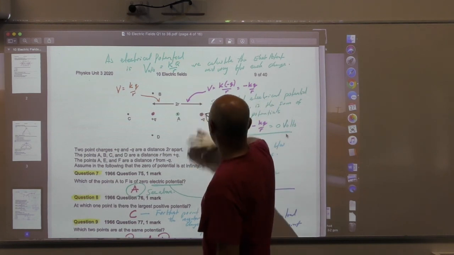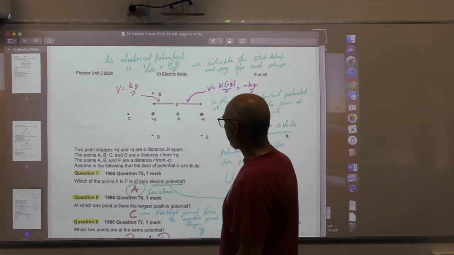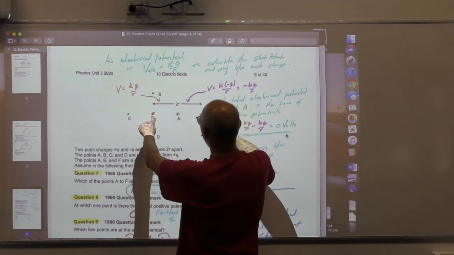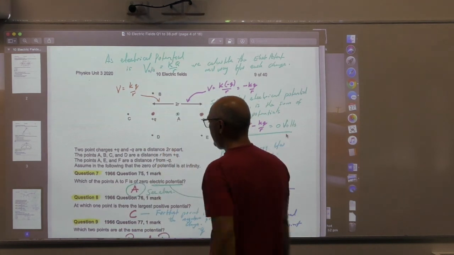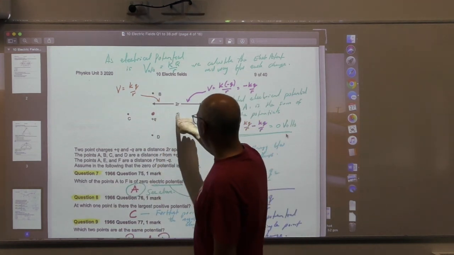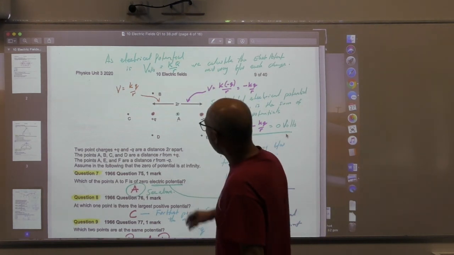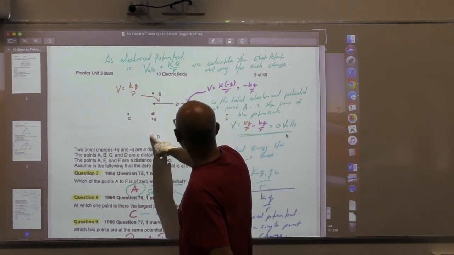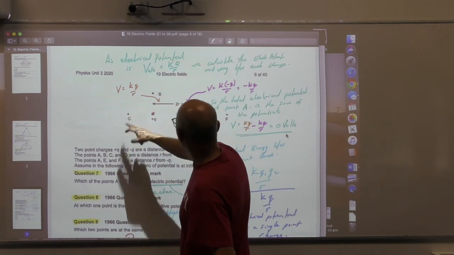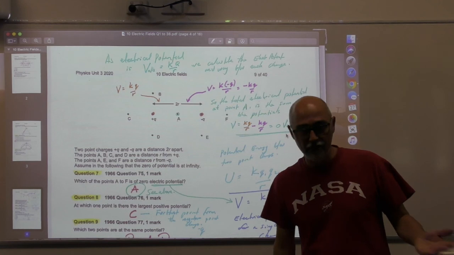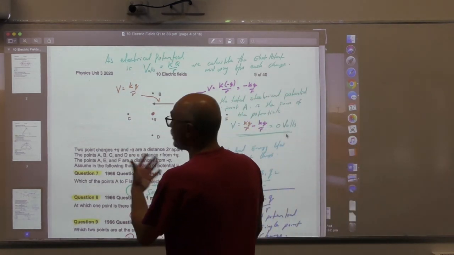What I've done here in all my little writing is these are the 2 point charges, coloured in red, and there's a point A, which is exactly halfway between them. You've got a couple of points B and D and C out here, and there's E out here. It's going to ask you what the electrical potential is at certain points.